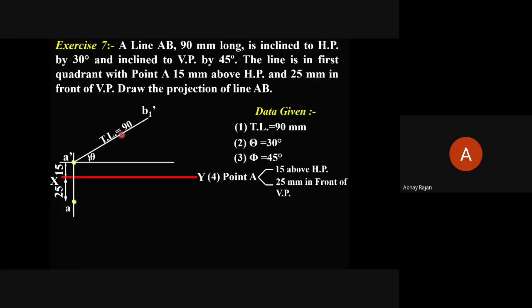So these are intermediate lines from which we are going to get the ultimate projection. In this case, A dash, B1 dash is the front view of the line inclined to HP by 30 degrees. Similarly, in this case we are assuming that it is only inclined at 30 degrees to HP. So how will the top view be?